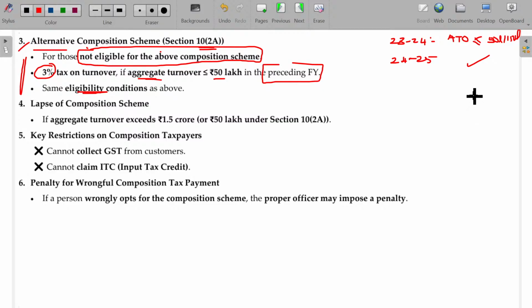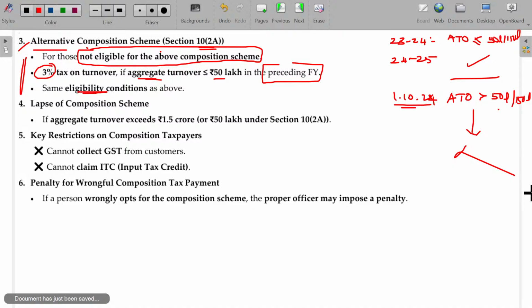But in this year 24-25, if your aggregate turnover crosses 50 lakhs or 150 lakhs, as the case may be, the moment it crosses, probably on 1st October 24, thereafter you will not be able to enjoy the composition scheme. In the current year, the moment it crosses the limit, automatically you lose the composition levy. Thereafter, you surrender your composition levy scheme and shift to the regular taxpayer.